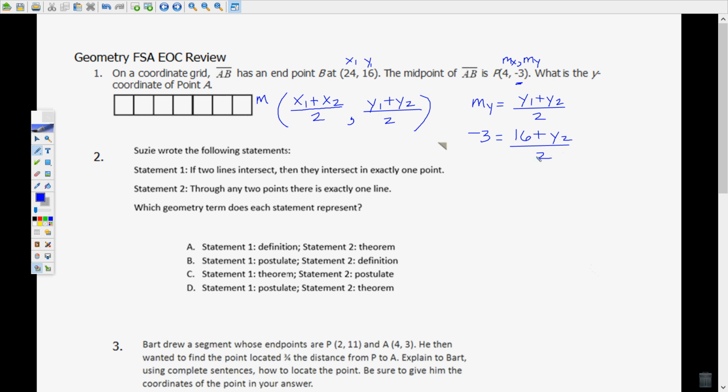We have an algebraic equation, and to undo something divided, you multiply on both sides, giving us -6 on the left, and 16 plus y sub 2 on the right. Then to solve for y sub 2, you subtract 16 from each side, and this will give you the y of the missing endpoint, the y-coordinate. To write this in these blanks, the negative goes in its own space, and then 22. And on the EOC, you can orient left or orient right. It does not matter.